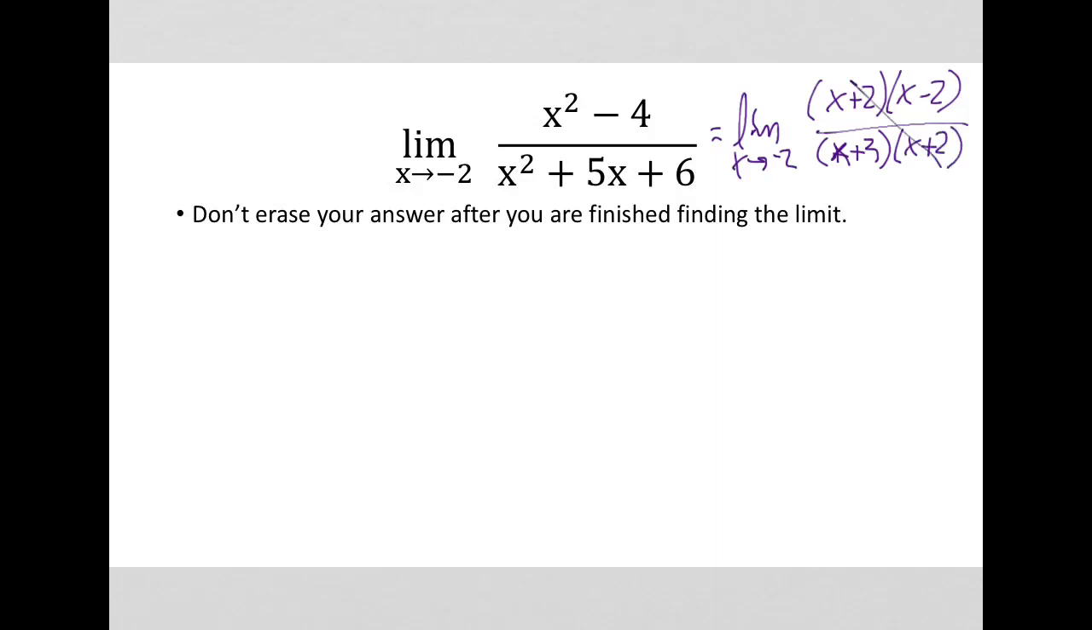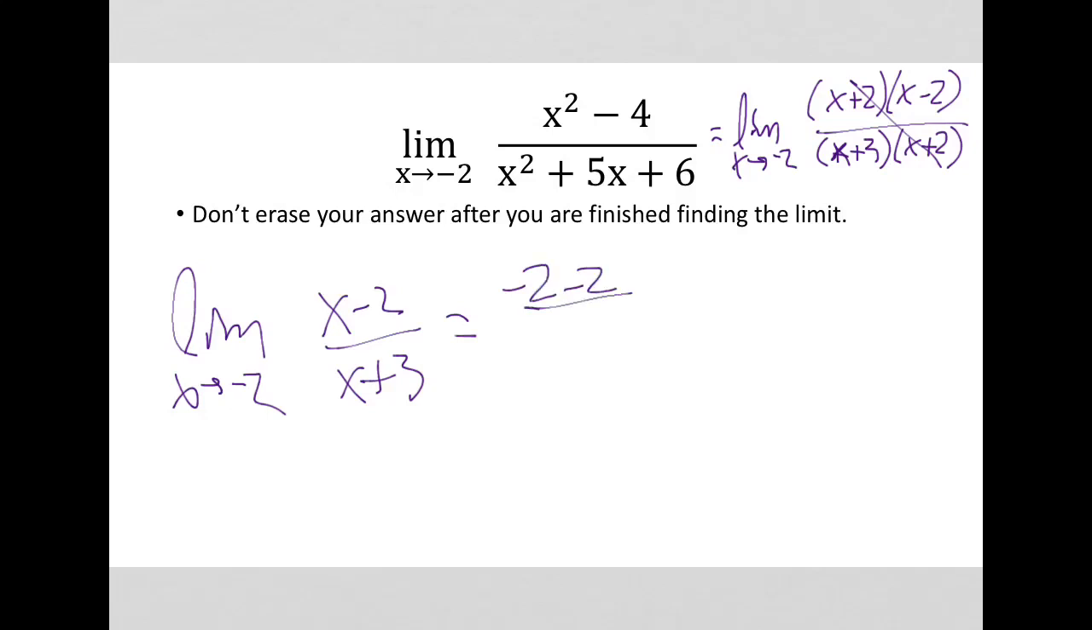So I get a hole, and I will rewrite this as the limit as x approaches negative 2 of the modified function x minus 2 over x plus 3. And now I can directly substitute in because it does not make my denominator equal to 0. So I get negative 2 minus 2 over negative 2 plus 3, which gives me negative 4.